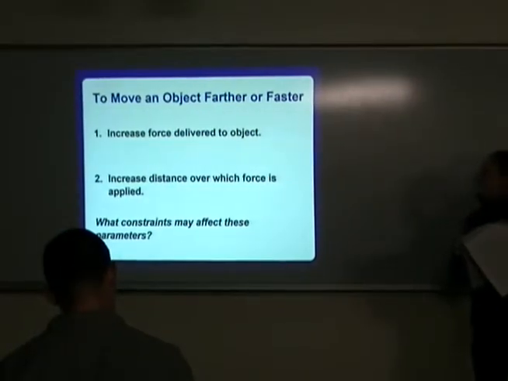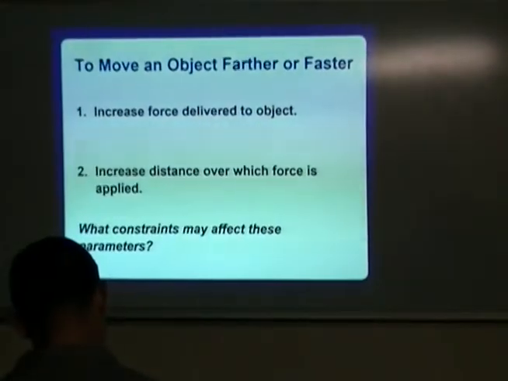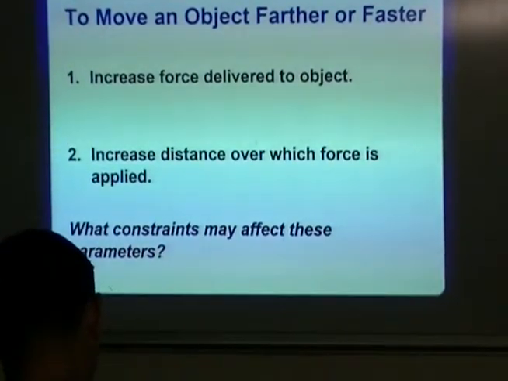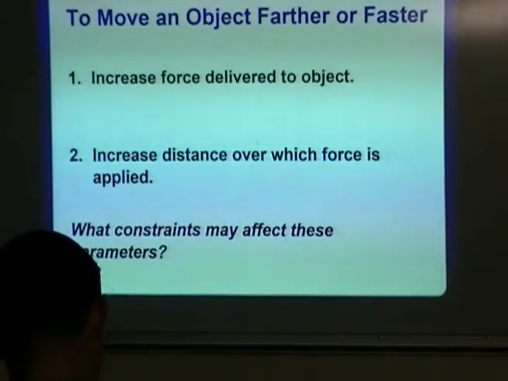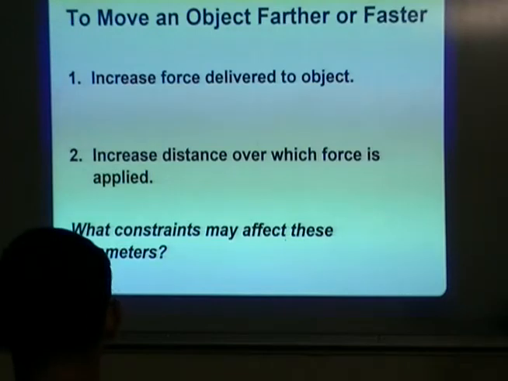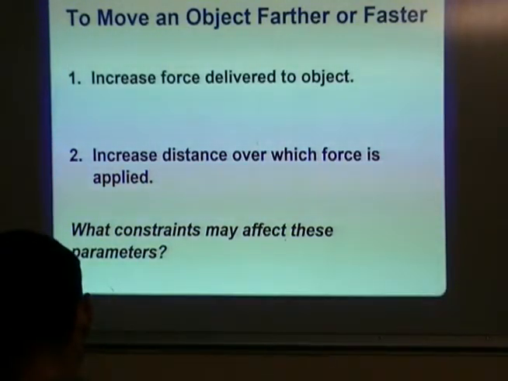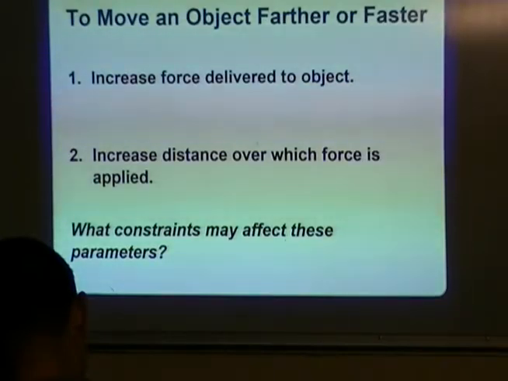Oftentimes, our goal in sport is to move an object further. So I want to throw further, or it's got to go faster. If the object is me and I'm a 100-meter runner, how do I go faster? Or if I'm a baseball pitcher, I don't need to throw the ball any further because the distance is dictated, but I might want to go a lot faster. What do I have to do?